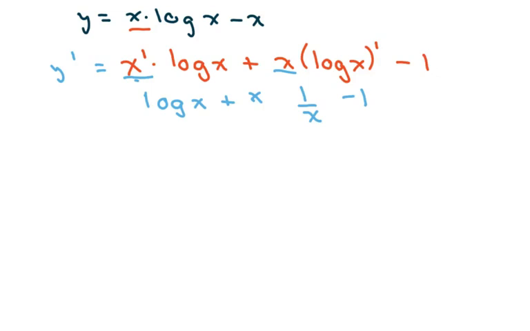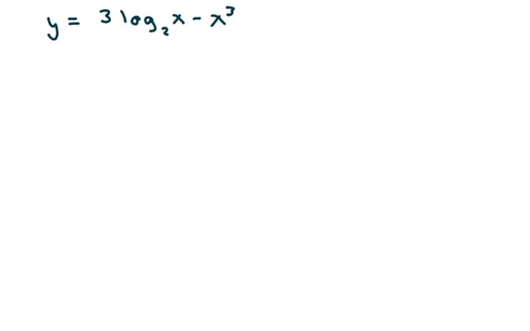So this is just going to be log of x, and then you multiply those, you just get plus 1 minus 1. So our derivative is just log of x. And the next one is this one.